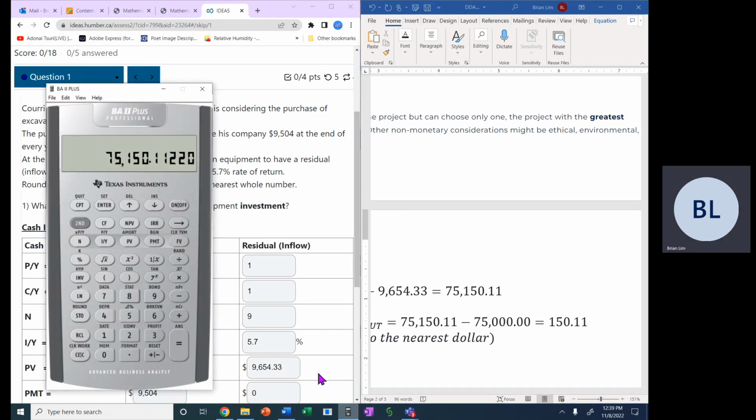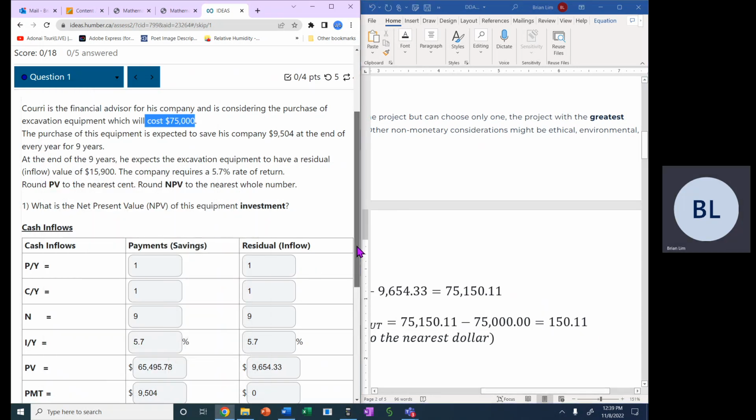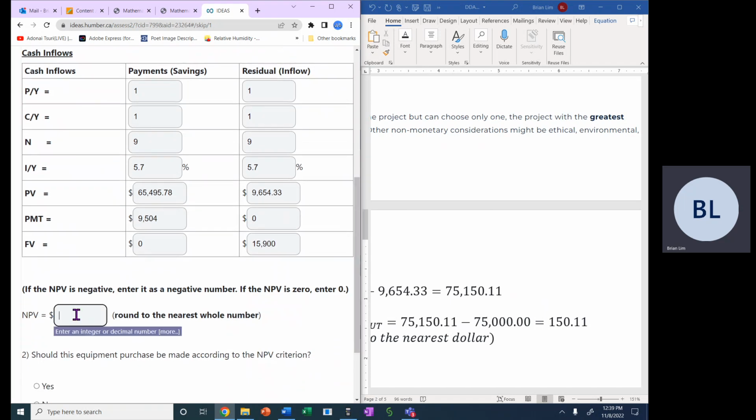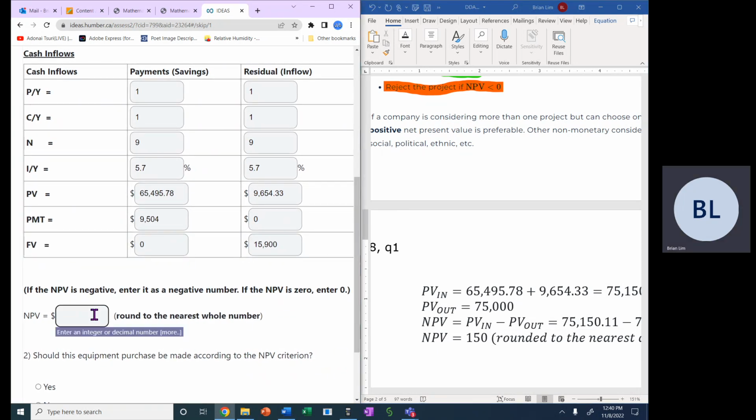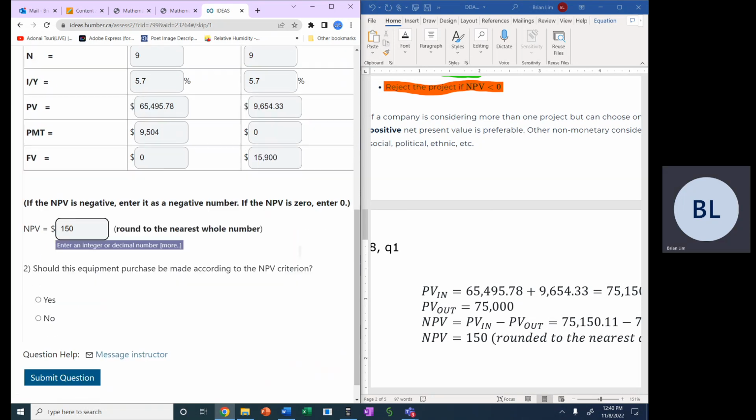If we wish, we could put in the 0.00 in there. All right, let's bring up the calculator, and there we are. We can subtract this 75,000, and we will get a net value of $150.11. So that is the number that we have for the net present value. It's positive, but we round to the nearest dollar. Rounded to the nearest dollar would be $150, correct? Yes. So the net present value should be 150, and it is positive.